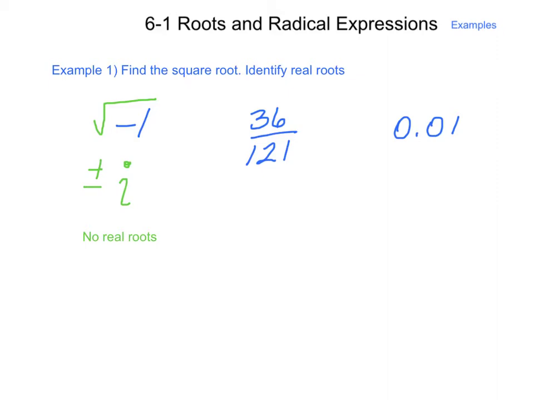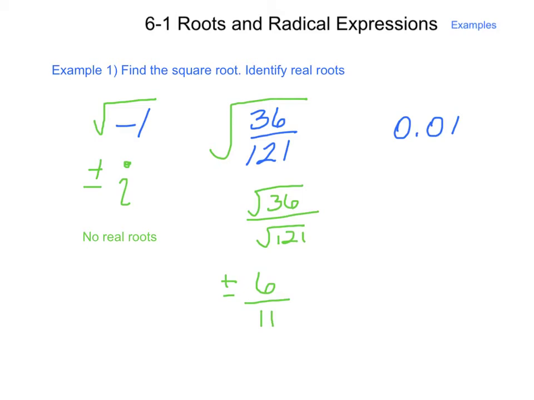The next one is 36 over 121. When we take the square root, laws of radicals allow us to take the square root of 36 over the square root of 121. The square root of 36 is 6, and the square root of 121 is 11. Again, make sure you write plus or minus.